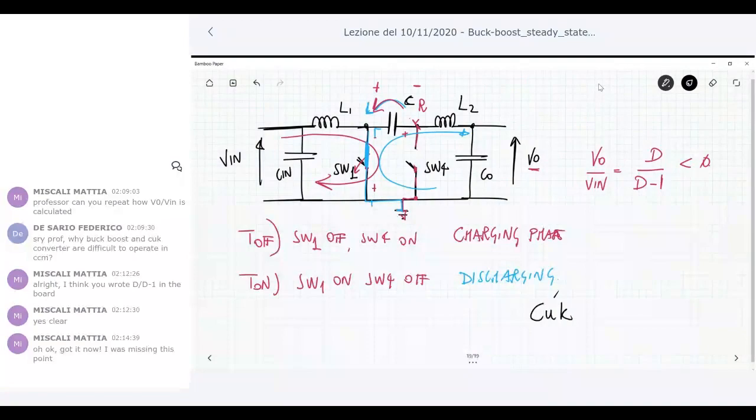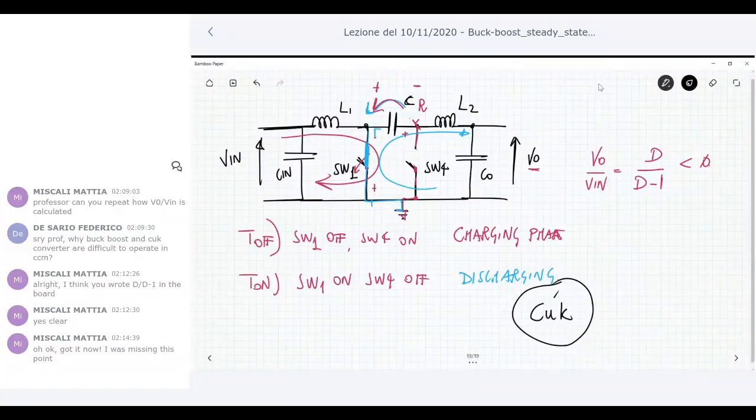Okay, I don't know the correct orthography of this name. You can find different spellings, but the pronunciation is Chuk. Professor Chuk derived these circuits exactly in this way, and he found a circuit which is totally dual. The topology of the circuit is totally dual to that of the buck boost.